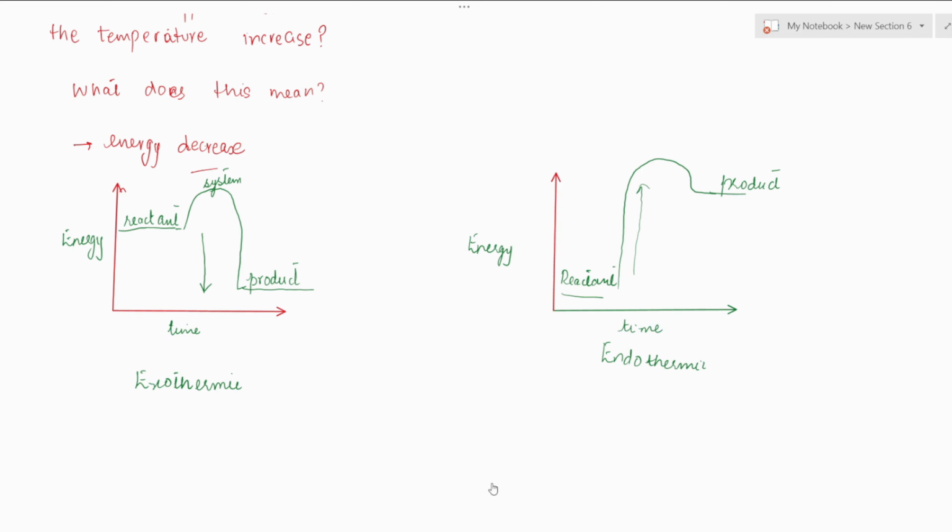Okay, let's have a general recap of what we have done today. Do you have any question related to this exothermic and endothermic? Okay, in endothermic, heat is taken in or energy is taken in. So the products would have more energy. So generally, the reactants have lesser energy as compared to the product.